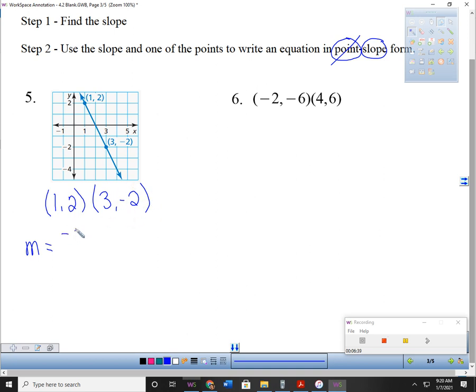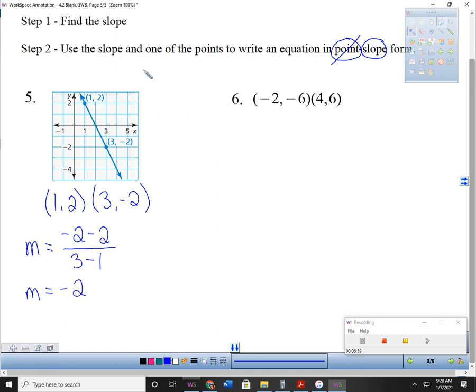So negative 2 minus 2 on the top. And since I used negative 2 first, I have to use 3 first on bottom. So if I plug that in my calculator, I should get, let's see, negative 4 over 2. So negative 2 is my slope.